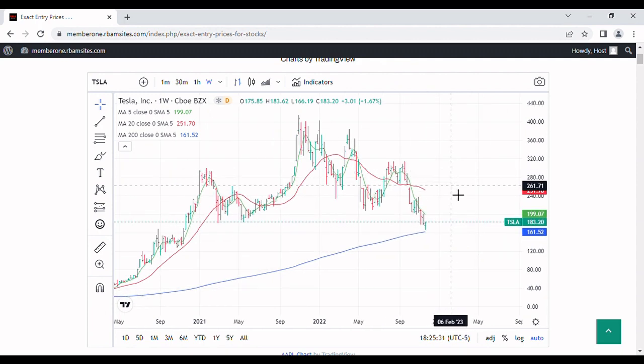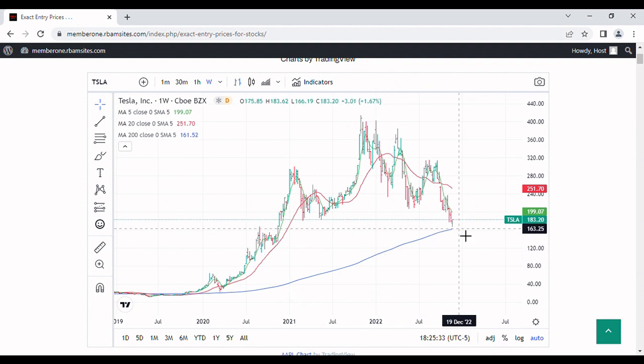But let's just look at it from a perspective. It's got a 200 week moving average in blue, a 20 week moving average in red, and it's below that, and it's below the 5 week moving average in green. So Tesla's still in a bear market, make no mistake about it.